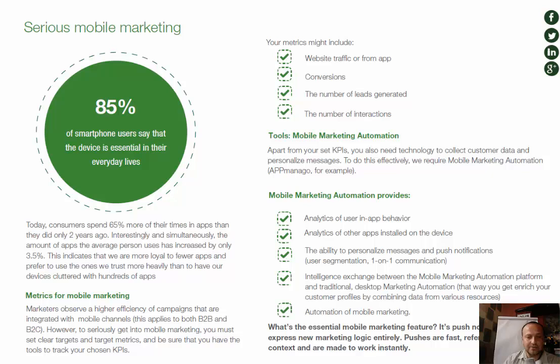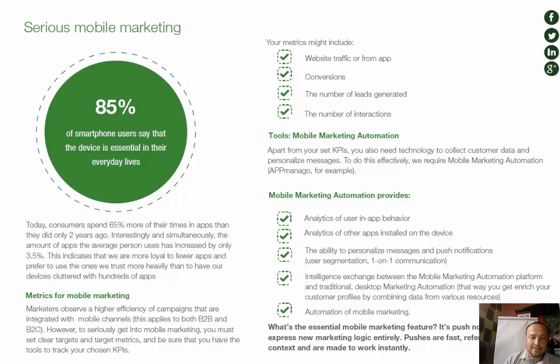However, to seriously get into mobile marketing, you must set clear targets and target metrics and be sure that you have the tools to track your chosen KPIs. Your metrics might include website traffic or in-app conversions, the number of leads generated, the number of interactions. Tools, and mobile marketing automation. Apart from your set KPIs, you also need technology to collect customers' data and personalize messages. To do this effectively, we require mobile marketing automation.